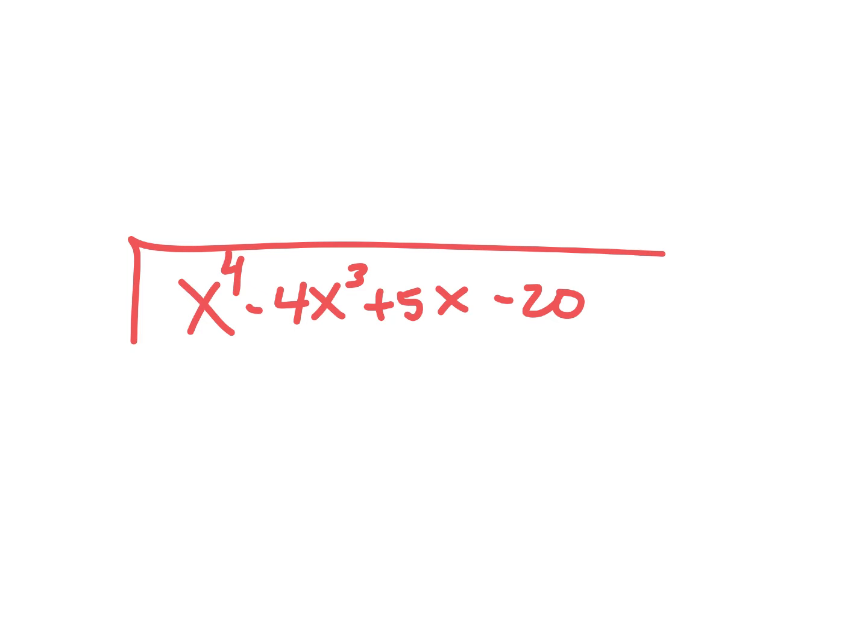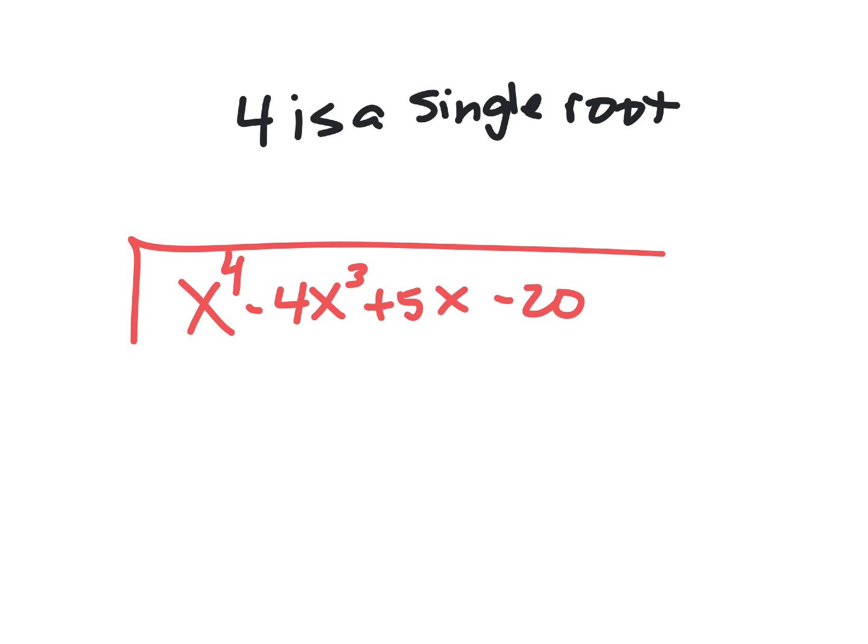And then, for the outside, what if I said 4 was a single root? 4 is a single root, not a double root. Is that enough of a clue to tell you what to put here? Notice I said single root, not double root. If I said double root, then it would have involved an x squared. 4 is a single root meant x minus 4.